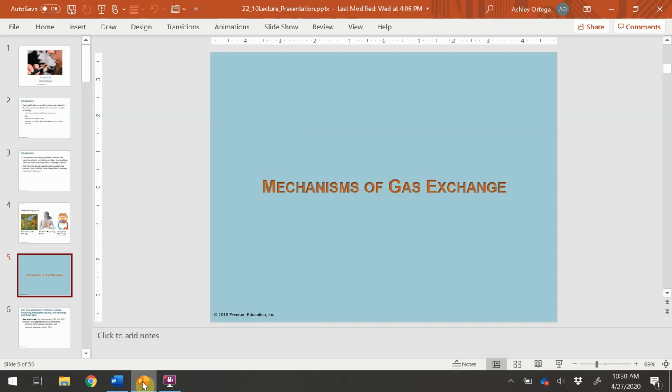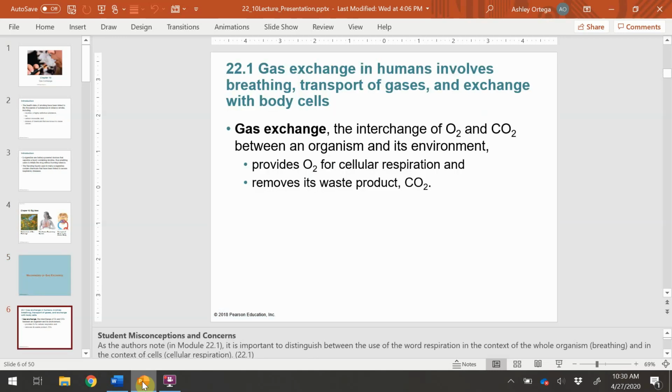So, mechanisms of gas exchange. How do organisms, animals exchange gas with the environment? Gas exchange is defined as the interchange of oxygen, O2, and carbon dioxide, CO2, between an organism and its environment. This provides oxygen for cellular respiration and removes the waste product of carbon dioxide.